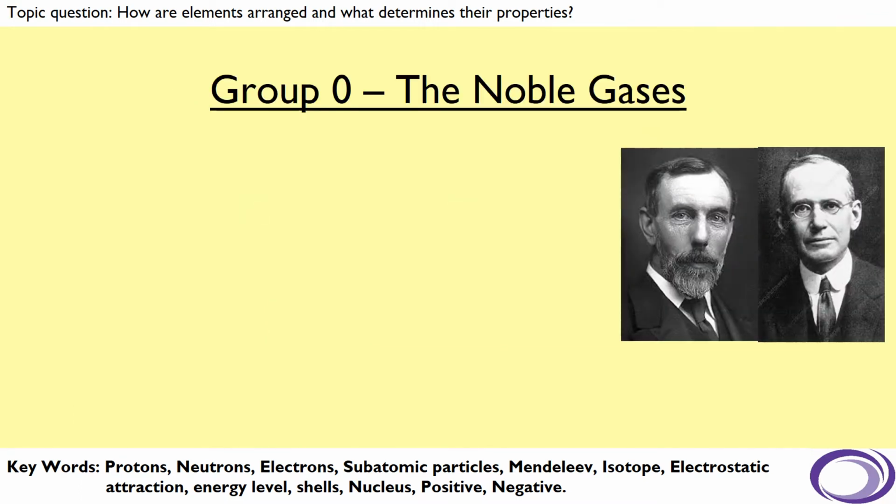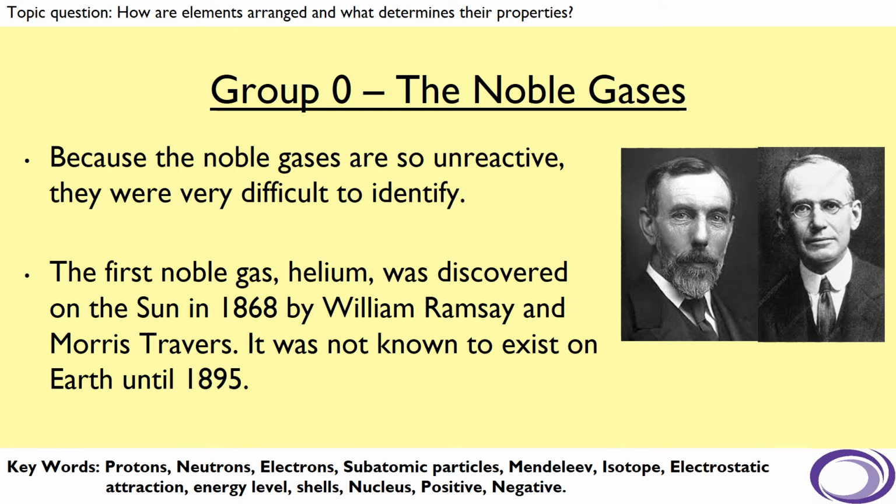Now we need to look at some groups in a little bit more detail. So first we're going to start with group 0, which is the noble gases. Now the noble gases are so unreactive that they were very difficult to identify. The first noble gas, helium, was discovered on the Sun in 1868 by Ramsay and Travers. It was actually not known to exist on Earth until 1895. So that suggests how unreactive these gases actually are.